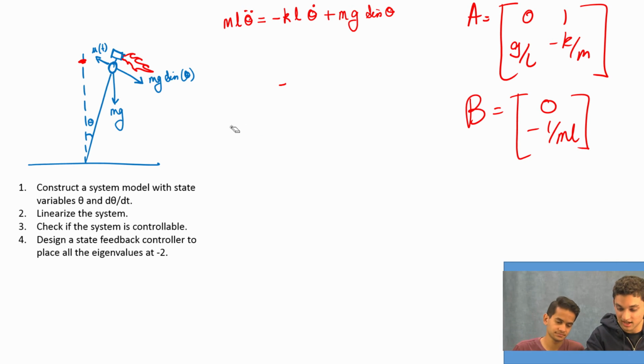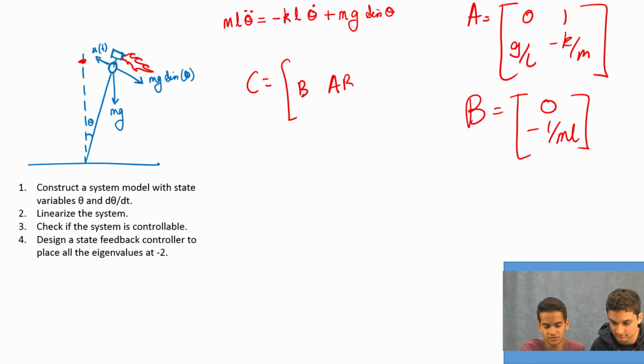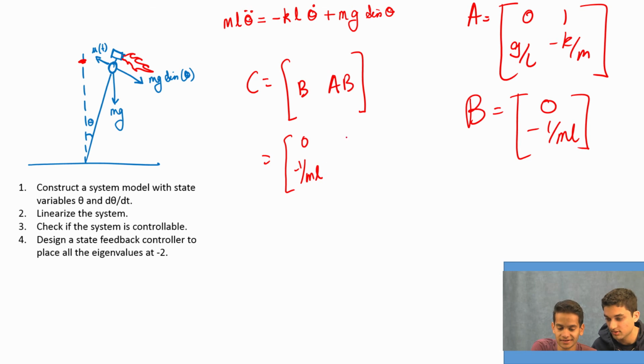Cool. So, is the system controllable? Let's find out. So what does our controllability matrix look like? Well, we know our C is B and then AB, and it's two-dimensional, so those are the only ones we need. So our B is 0, minus 1 over ml, and then A times B is minus k times m times minus 1 over ml. Oh, sorry, yeah, so this is just positive. Yeah. Cool. So we got this guy.